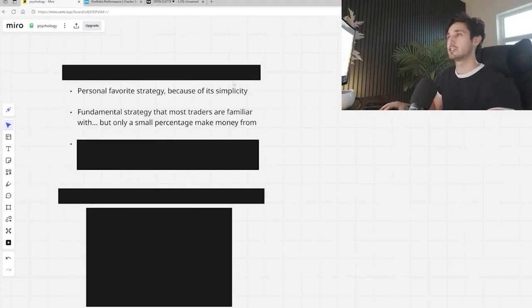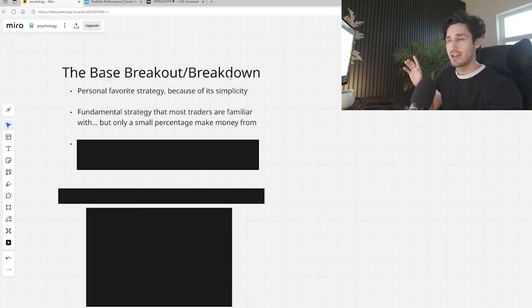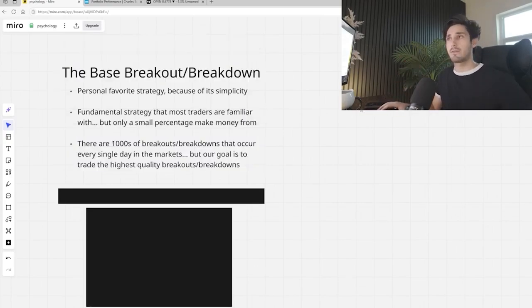And this setup, ladies and gentlemen, is, drumroll please, the base breakout, the base breakdown. And you might be thinking, oh yeah, I've heard of breakouts and breakdowns. Maybe I even trade breakouts and breakdowns. And you might be thinking, oh, don't all base breakouts fail? Like, that's a common thing I always hear.